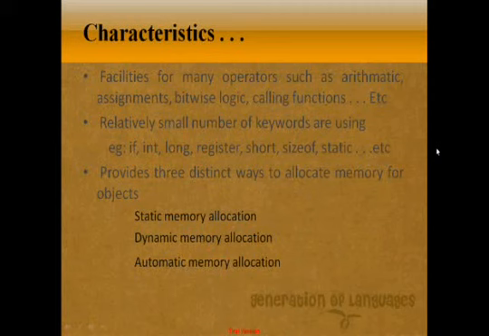There are three distinct ways to allocate memory for objects: static memory allocation, dynamic memory allocation, and automatic memory allocation. Static memory allocation is the process of allocating memory at compile time, before the associated program is executed. Dynamic memory allocation, or heap-based memory allocation, is the allocation of memory storage for use in a computer program during the runtime of that program.